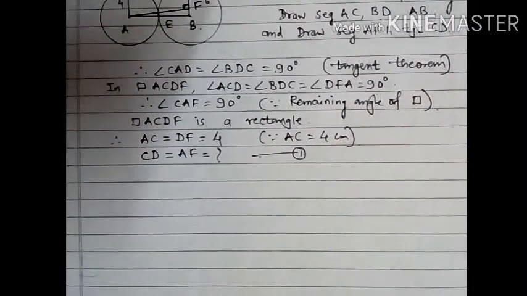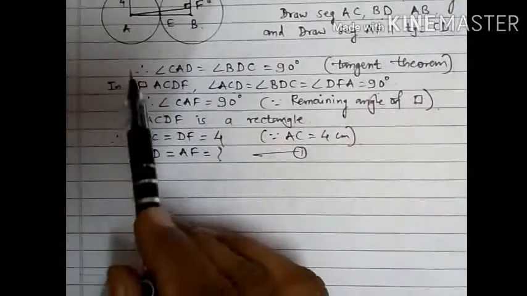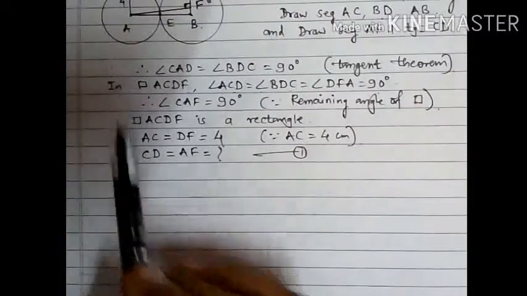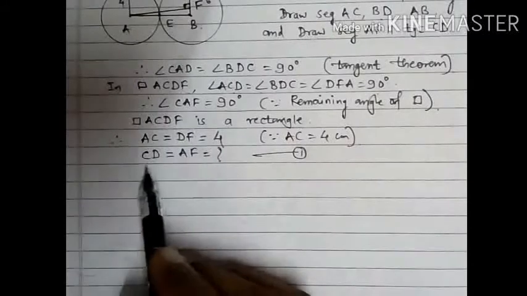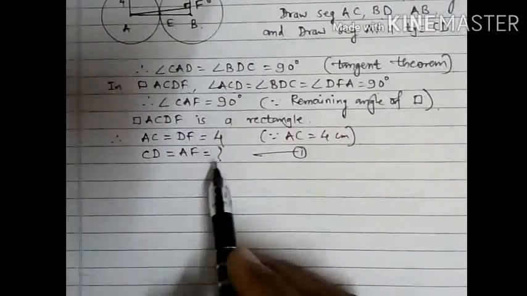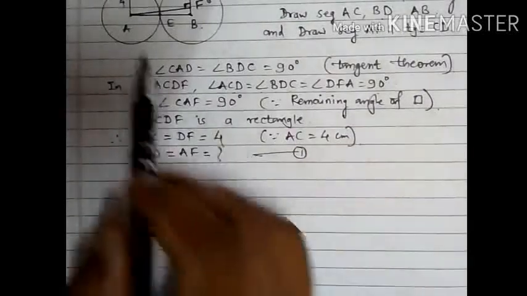We know that opposite sides of a rectangle are equal. Therefore, AC is equal to DF is equal to 4 cm, because it is given that AC, the radius of the first circle, is 4 cm. Therefore, DF is also 4, and CD is equal to AF. We want to find the value of CD here. Now first find the value of AB.